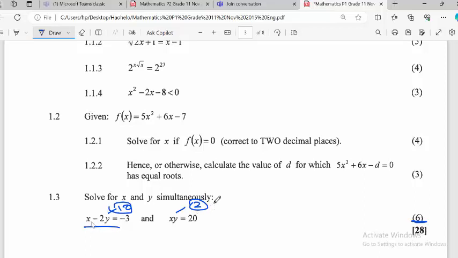First equation is x minus 2y equals -3. Second equation is xy equals 20. And then the question is: solve x and y simultaneously. This one is easy because it has no fractions. Typically when you get such a question, there are normally fractions, especially if you are doing a higher grade. For lower grades, they don't put fractions in there. For higher grades, they do put fractions.